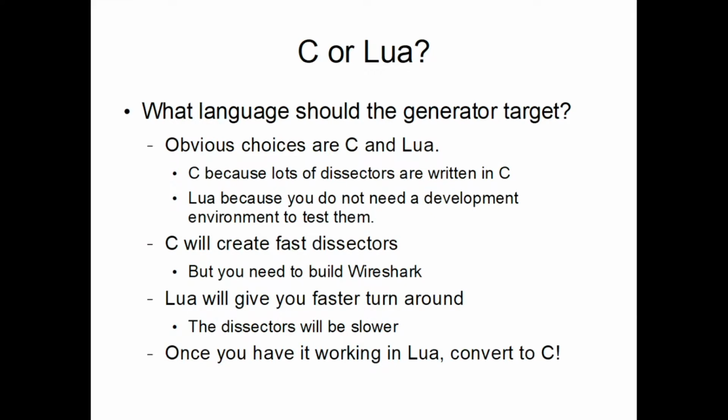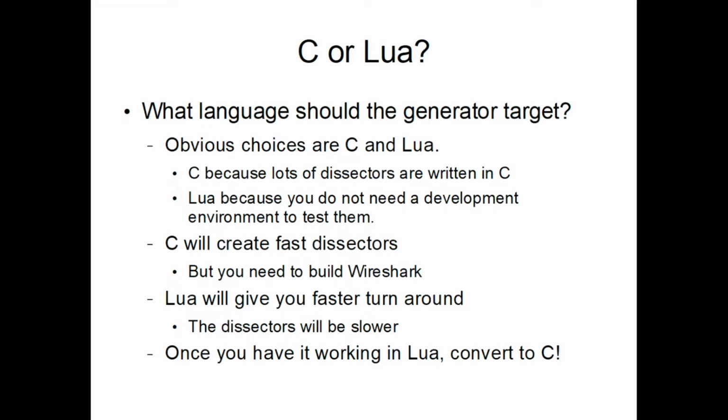And here is this discussion. I've preempted some of it already around the C versus Lua, but let's just go through it. So the obvious choices, of course, are C and Lua, because both of those are available in Wireshark. And C, because a lot of dissectors are written in C, so there's a lot of code there. You can go and look at existing dissectors and see what they do, and use that as a guide for your own dissector.